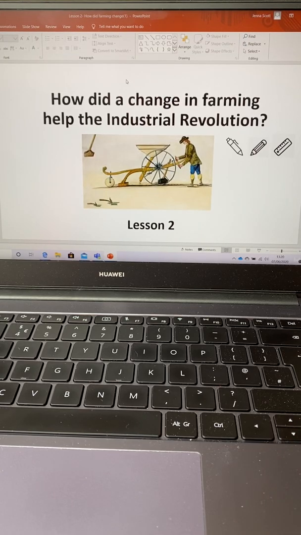Right, this is for year 8 and it's the week beginning the 8th of June. This is your one lesson of the week. So first of all, start with your title. How did a change in farming help the Industrial Revolution?